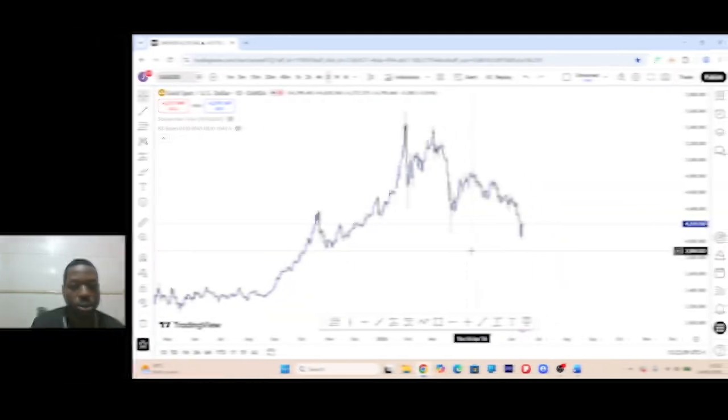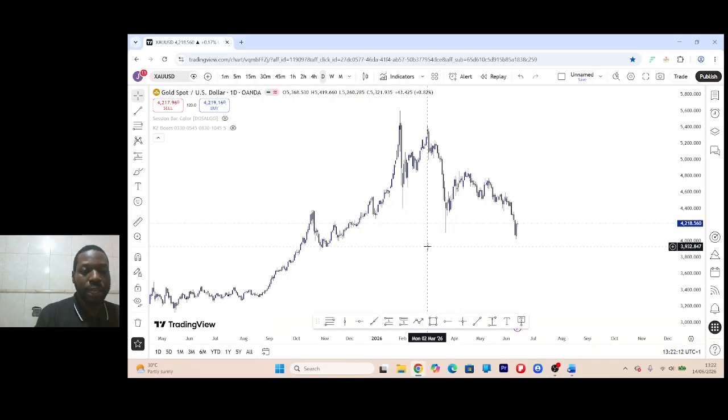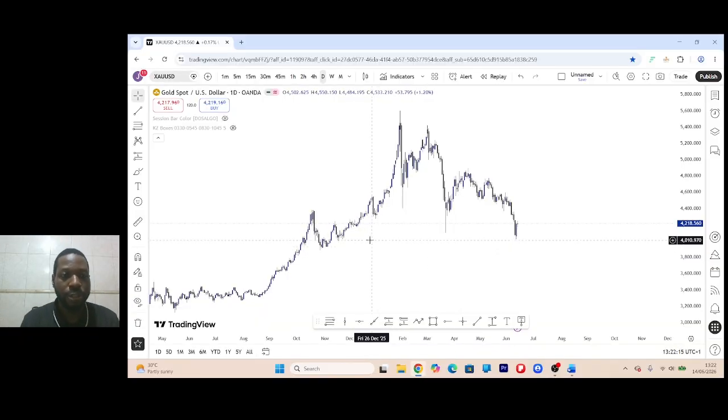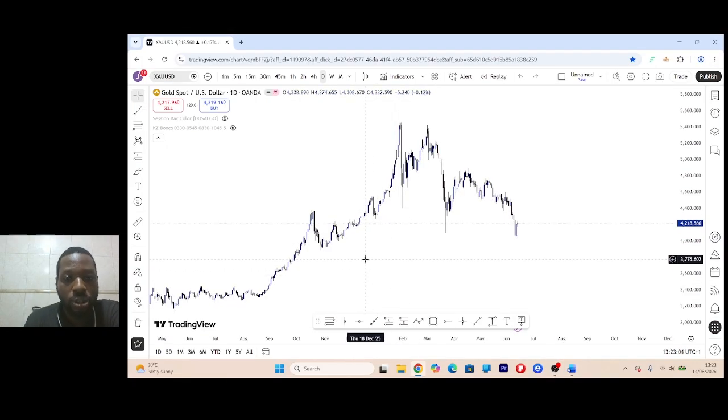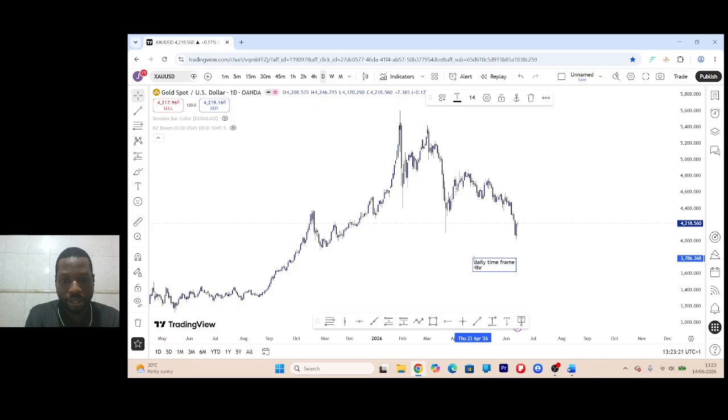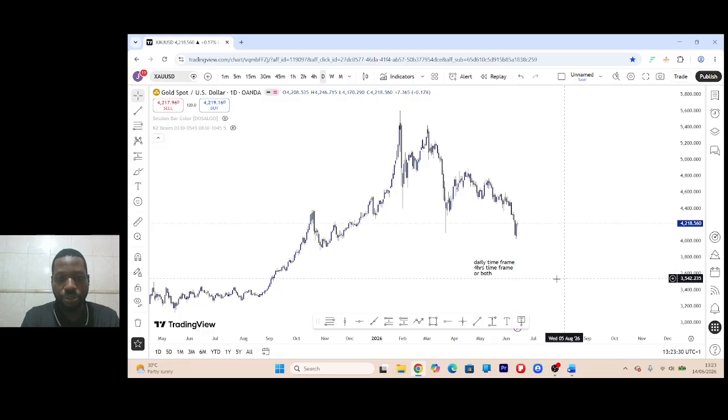But before that, what is important about determining the directional bias of the market is you must understand the importance of the higher time frames. So for instance, as a day trader, the higher time frame you look out for when determining your directional bias is actually the daily time frame, or the 4 hours time frame, or you use both.